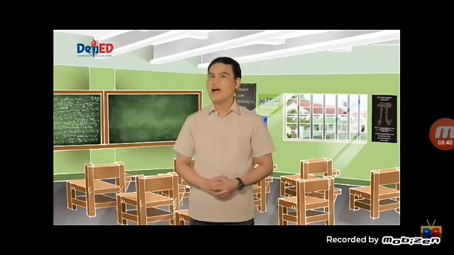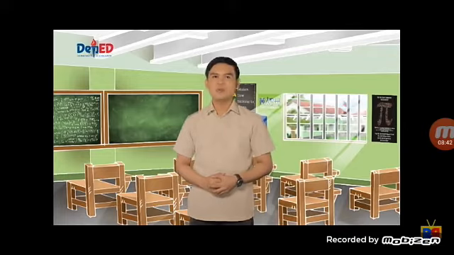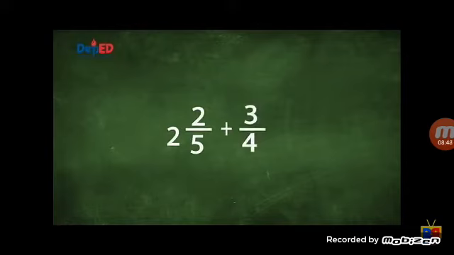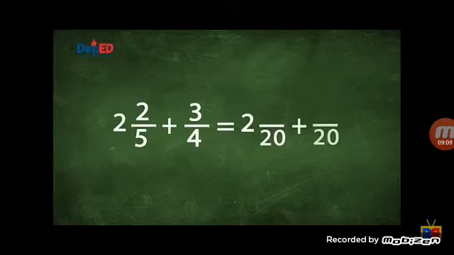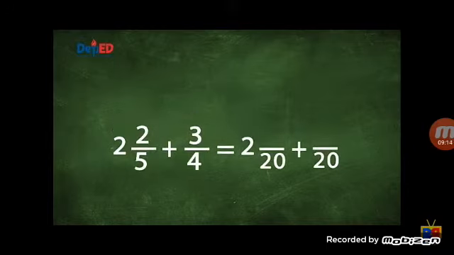This is an example of adding simple fractions and mixed numbers with regrouping in the sum. 2 and 2/5 plus 3/4. Again, let us do this step by step. Step 1. Change fractions to similar fractions through getting the least common denominator or LCD of 5 and 4. Again, by using any method, the LCD of 5 and 4 is 20.